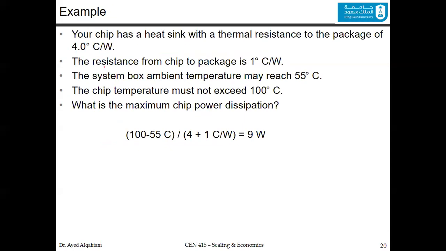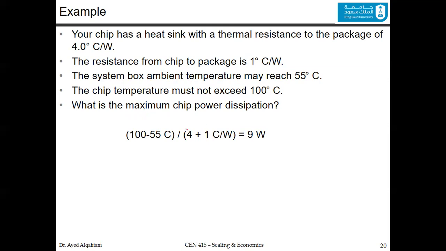This is an example. Your chip has a heat sink with a thermal resistance to the package of 4 degrees centigrade per watt. The resistance from the chip to package is 1 degree centigrade per watt. The system box ambient temperature may reach 55 degrees centigrade. The chip temperature must not exceed 100 degrees centigrade, or the boiling temperature. So what's the maximum chip power dissipation?